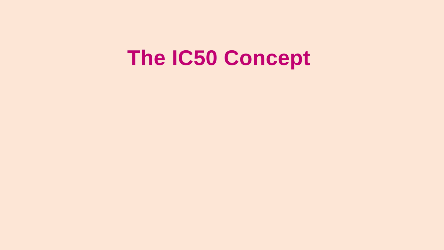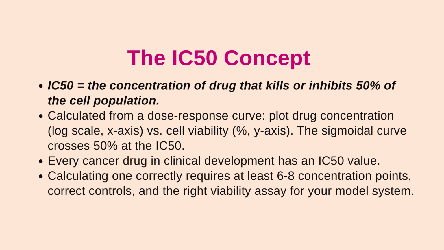The IC50 concept. IC50 equals the concentration of drug that kills or inhibits 50% of the cell population. Calculated from a dose-response curve, plot drug concentration, log scale, x-axis, versus cell viability, percent, y-axis. The sigmoidal curve crosses 50% at the IC50. Every cancer drug in clinical development has an IC50 value. Calculating one correctly requires at least 6 to 8 concentration points, correct controls, and the right viability assay for your model system.